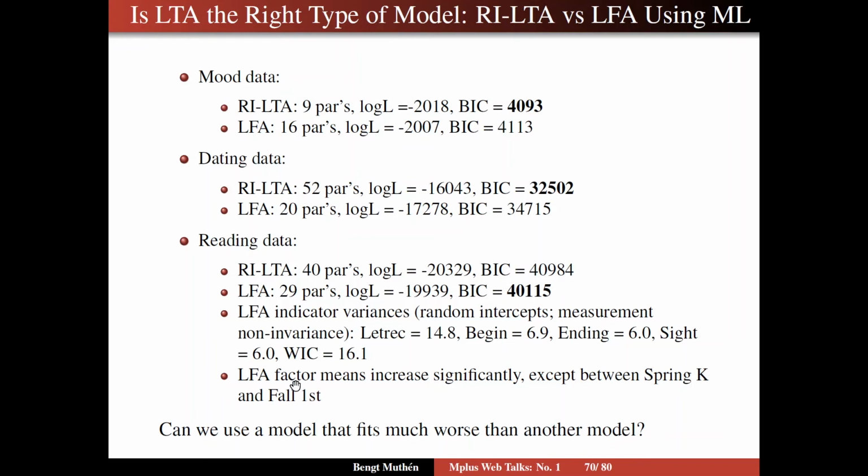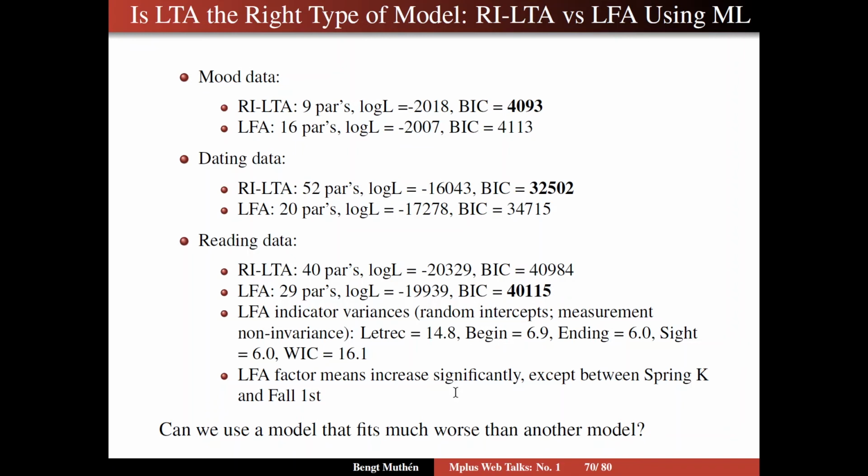And in this longitudinal factor analysis model, I bring in the means or thresholds. That is, I have threshold invariance across time and allow factor means to change and factor variances to change across time. And you find then that the factor means increase significantly, except between spring, kindergarten, and fall of first grade. Maybe then reflecting that well-known summer drop problem.